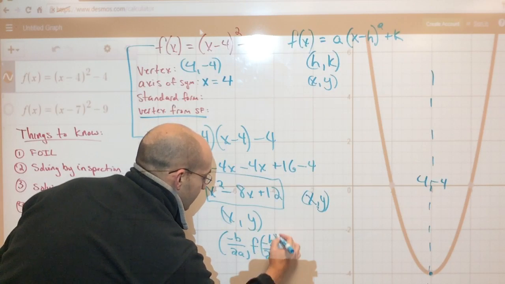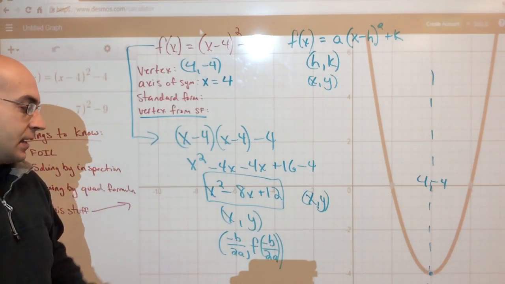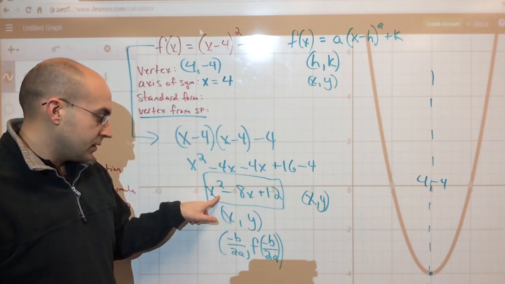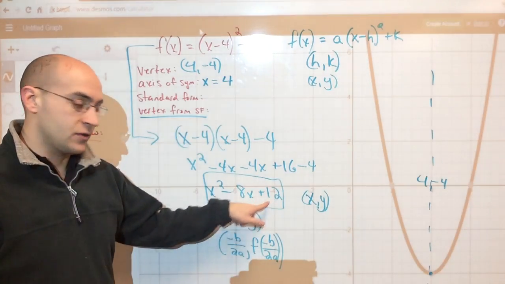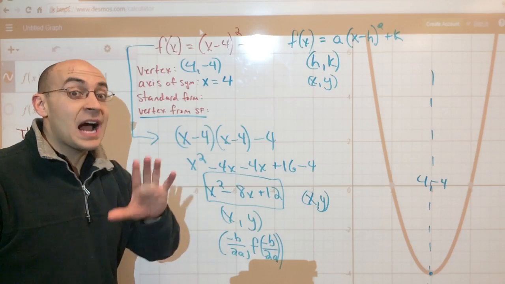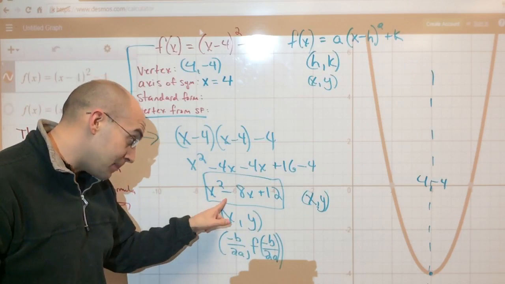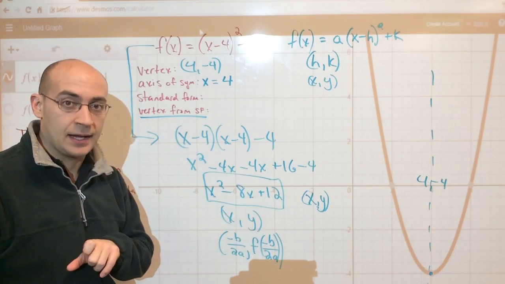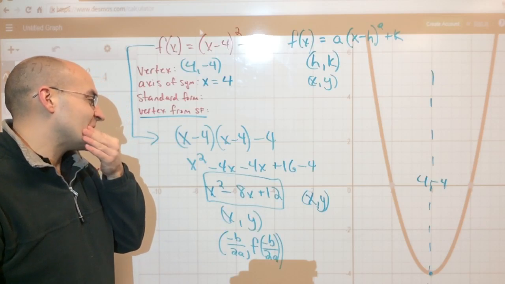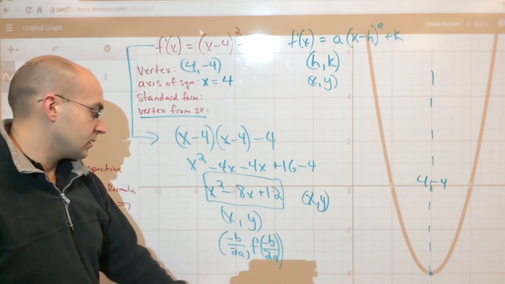I know that's really confusing, so let's think about this. I'm just using the numbers that are provided to me in the quadratic to find x. When I find x, I'm going to plug it back into the function to find y. Okay? So let's work this out. I'm just going to kind of erase this.